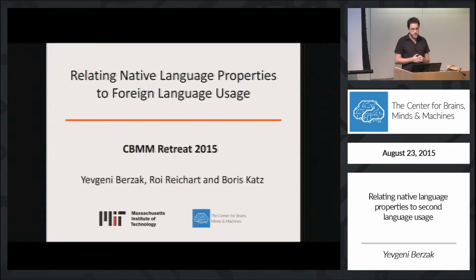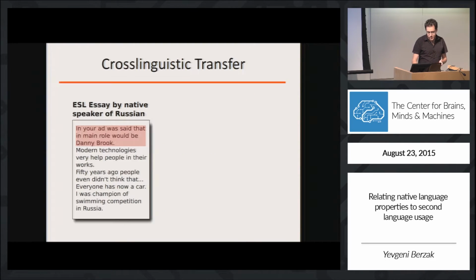It turns out that we can infer linguistic properties of languages from the way native speakers of these languages are using English as second language. So let me give you a concrete example. These are a few sentences from an ESL essay, that is English as second language essay, that were written by a native speaker of Russian. So let's read out the first sentence. In your ad was said that in main role would be Danny Brook.